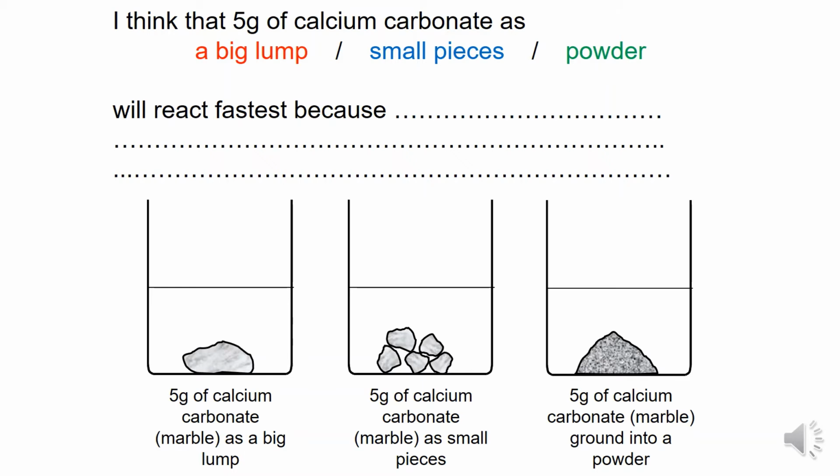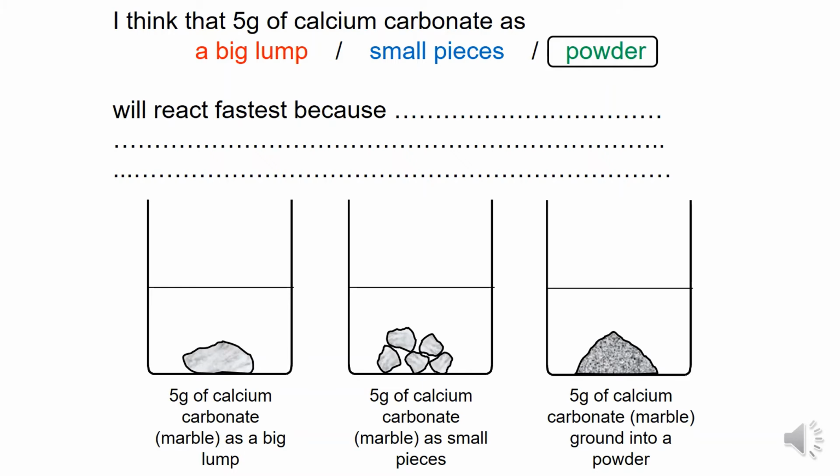So I'm very hopeful that everybody here has gone with 5 grams of calcium carbonate as a powder. So what we've got here, we've got diagrams at the bottom, and we've got 5 grams of calcium carbonate, which is often called marble. Calcium carbonate can also be chalk and limestone, but marble is quite commonly used in science for these experiments. So 5 grams of marble as one big lump, then we have 5 grams of calcium carbonate as small pieces, and then 5 grams ground into a powder. Now we have the same mass of calcium carbonate each time, so there's approximately the same number of atoms of calcium, carbon and oxygen. So that's really important to bear in mind.